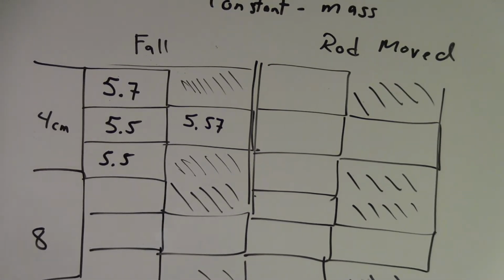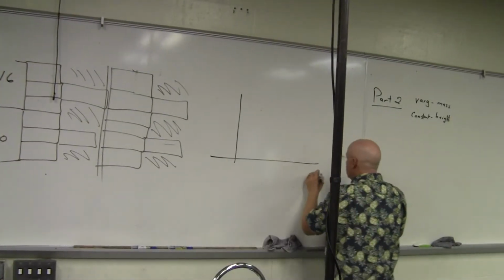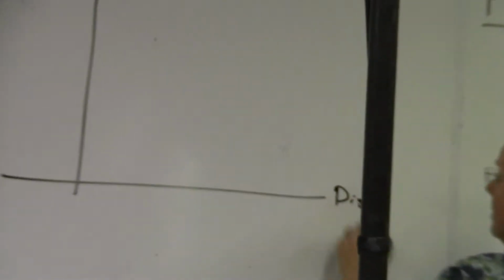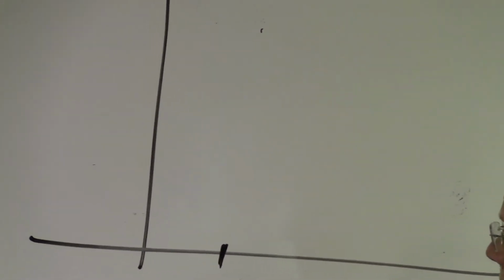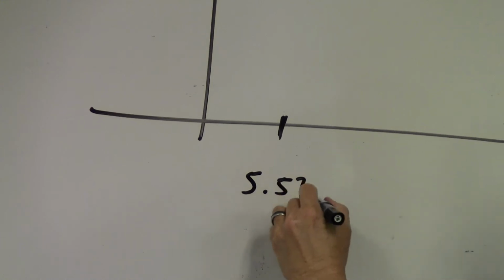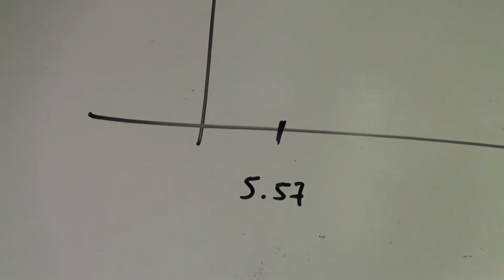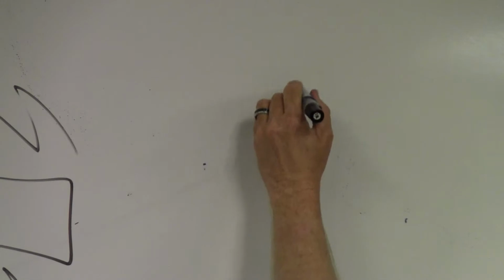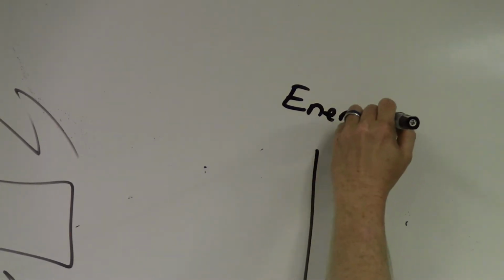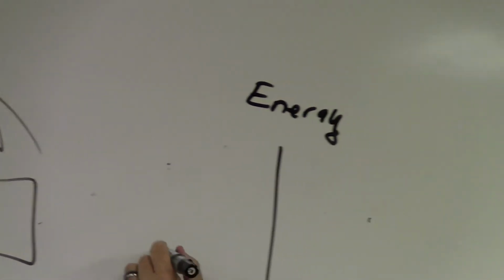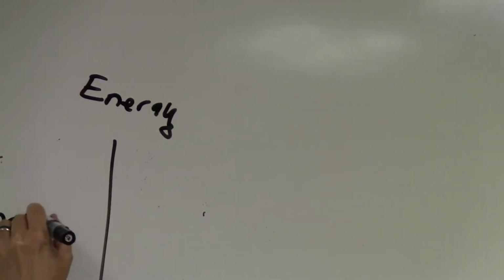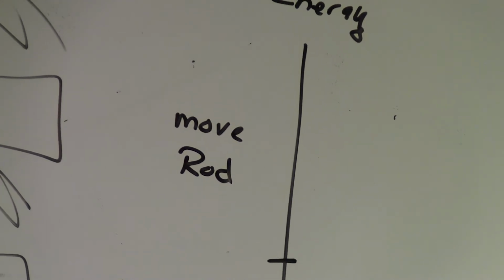What you're going to plot then, and remember I had to erase it here, so I'll put it back over here, is the distance it falls. You would be plotting that average, 5.57. And then you're going to be measuring how much energy it has. And that energy is based upon how much did the rod move. And we really have that number. We don't have to go here and measure it.